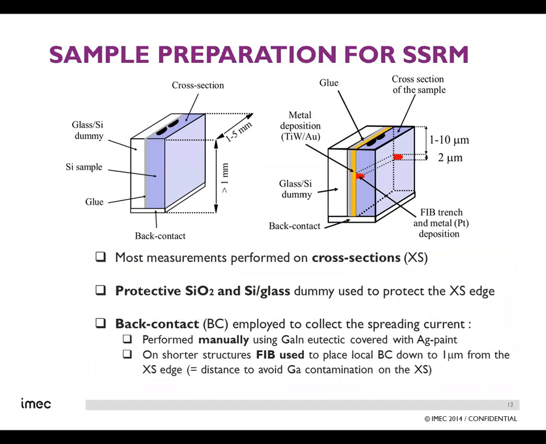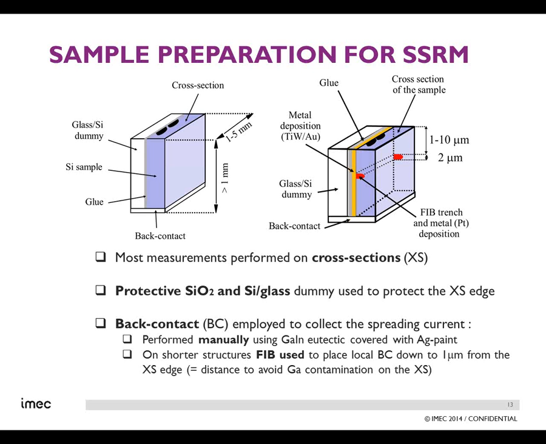It is very important to make a good sample preparation for SSRM. You can measure, of course, on the top surface of materials, but most of the time what people are interested in is making a cross-section and looking at the cross-section through one device. So that's one first important aspect, to make a cross-section. If you don't want to kill your tip, it's important to protect the place where your device is, typically at the top surface, when you cross-section close to the edge. So we use silicon oxide, we also use silicon or a glass dummy that we glue on top of the sample of interest.